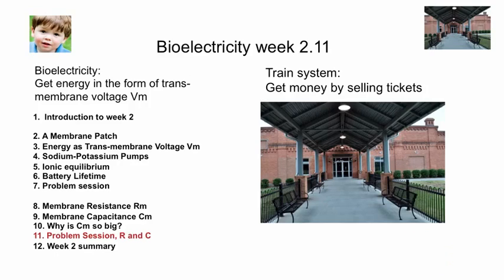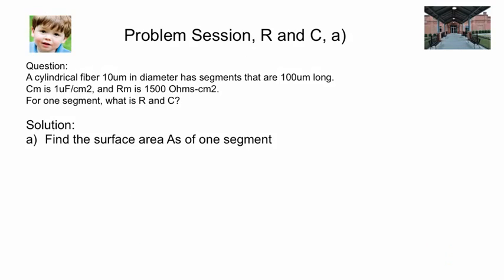And this segment is simply a problem session involving membrane resistance and membrane capacitance. I thought I would start off the problem, and then maybe you could finish it up. Suppose the question that's asked is we have a cylindrical fiber, 10 microns in diameter, that has segments that are 100 microns long. A micron is a micrometer, 10 to the minus 6 meters. It's often shorthand written as a mu followed by an m, and when people write it on the screen, sometimes they write it as um, and that's what's happened here in this slide.